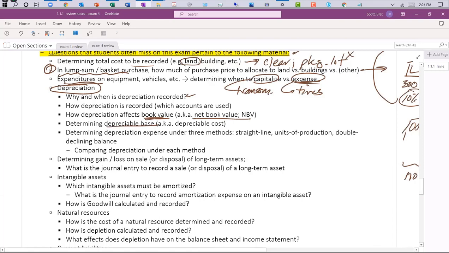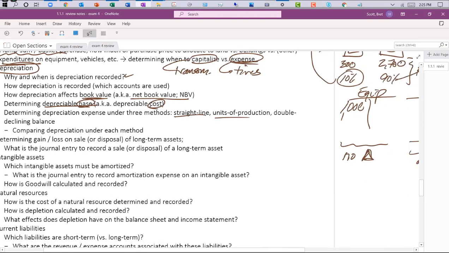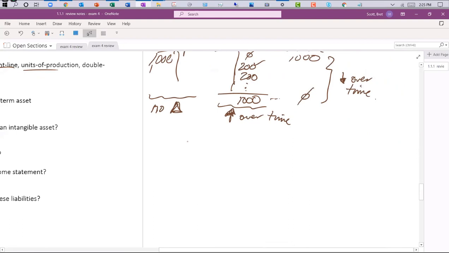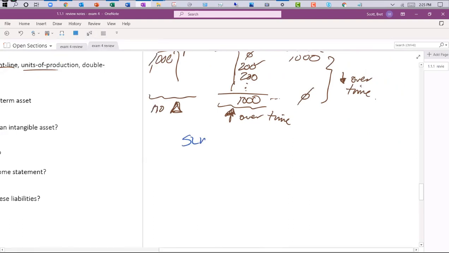Determining the depreciable base, I'm going to talk about that in a sec. Depreciable base and depreciable cost, sometimes that's used synonymously. I think I saw that in a couple of questions where that was used interchangeably. Those are the same things. And that brings me to talking about straight line depreciation and units of production. So there were three methods we talked about in class. We got the straight line method, the units of production, and the double declining balance.